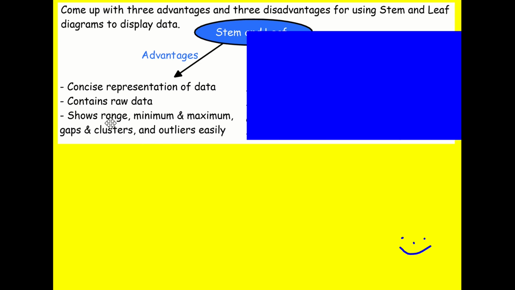And then they show the range, minimum, maximum, gaps and clusters and outliers easily. Okay, we didn't really talk about that to be fair, but if you've got gaps, you can see them more easily than if you just had a list of data.